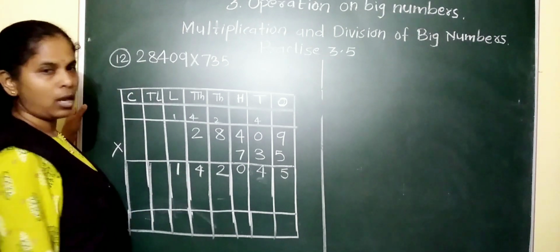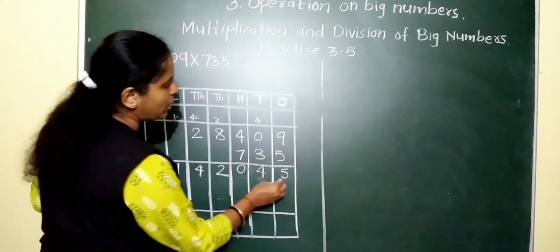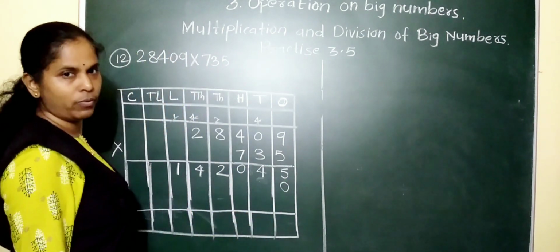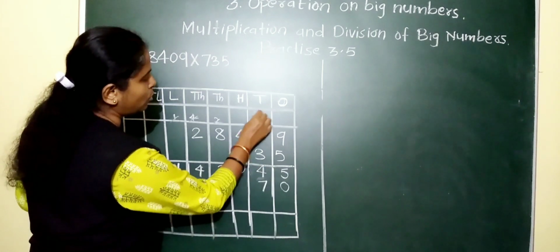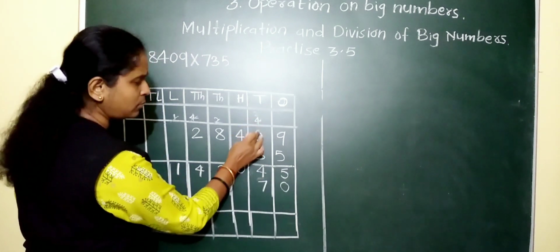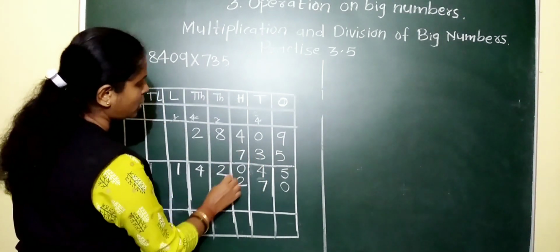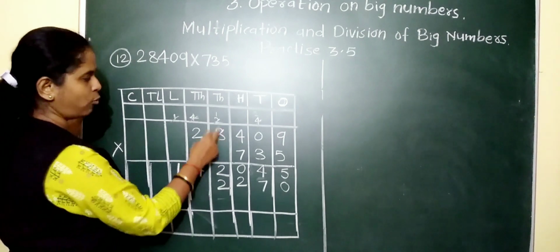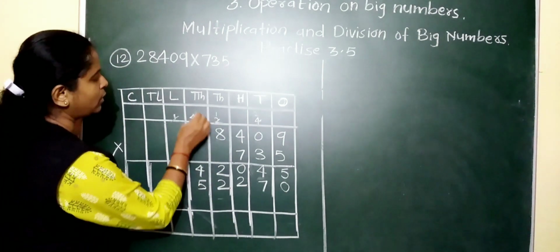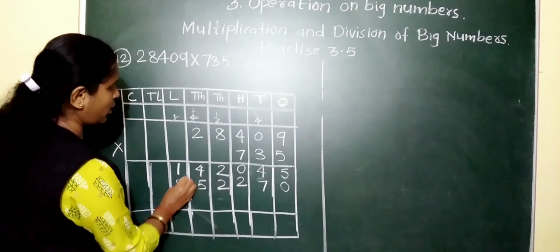Okay. Now we have to cancel this. Now we'll multiply with 3. So here 0 will come. 3 9s are 27, carry 2. 3 zeros are 0, 0 plus 2, 2. 3 4s are 12, carry 1. 3 8s are 24 plus 1, 25, carry 2. 3 2s are 6 plus 2, 8.